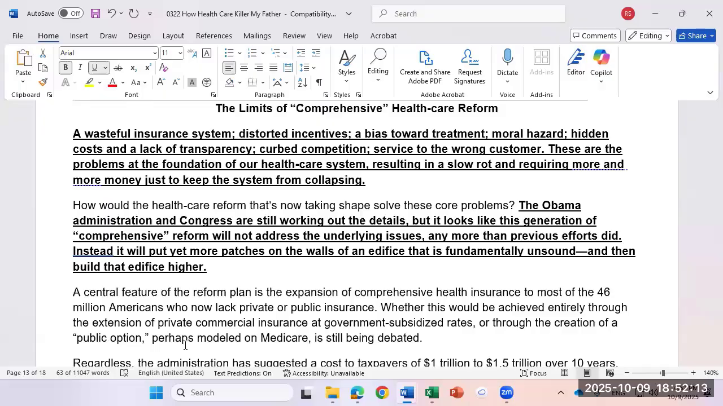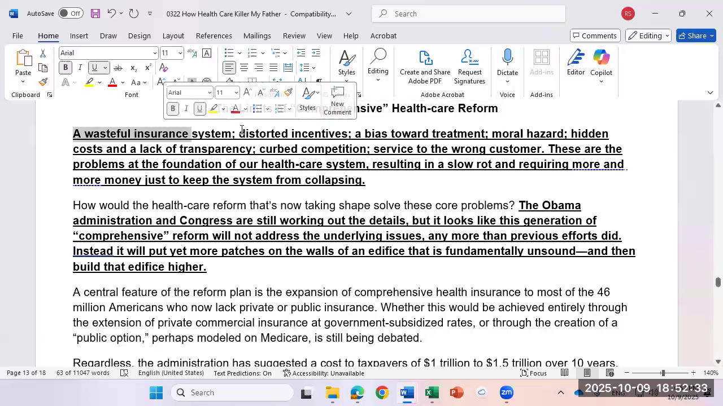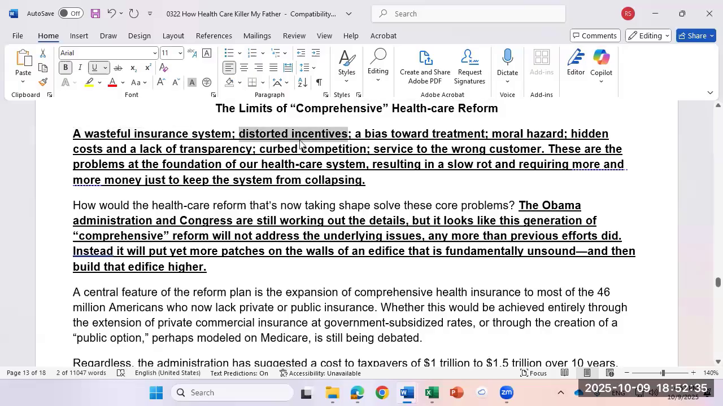So let's first talk about healthcare reform. He wrote this while President Obama was negotiating the Affordable Care Act. So he wrote this before the Affordable Care Act was approved, but he had a pretty good idea what was going to be approved. So a wasteful insurance system, he doesn't like that. Distorted incentives, which come from the insurance incentives. A bias toward treatment. We'll talk about that more.